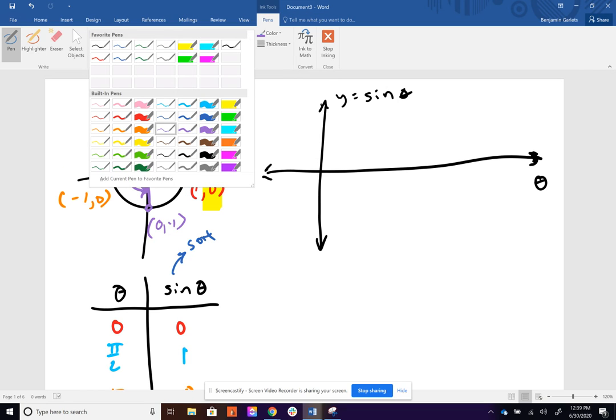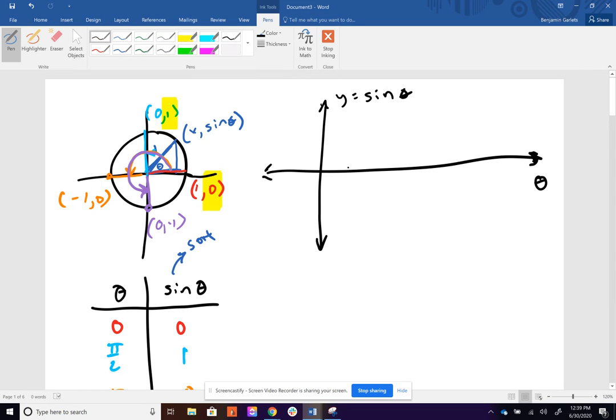So I'm going to put some increments out here. Let's do pi over 2, pi, 3 pi over 2, and of course that goes away. I just didn't like how it was ugly. All right, and then 2 pi. All right, so I've got these coordinates. I've got 0, 0.